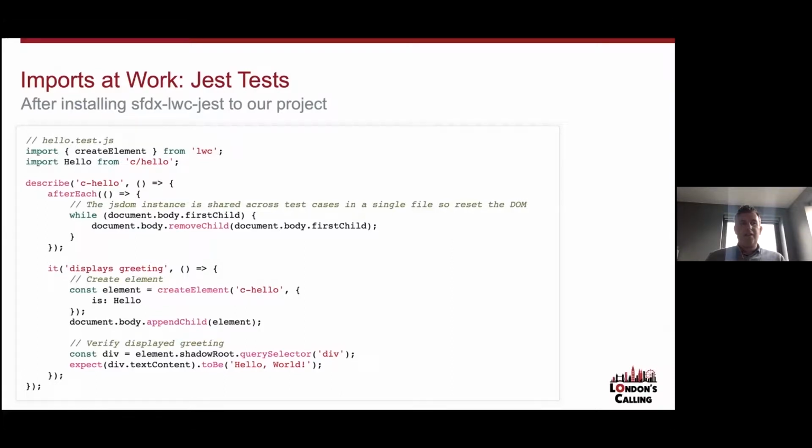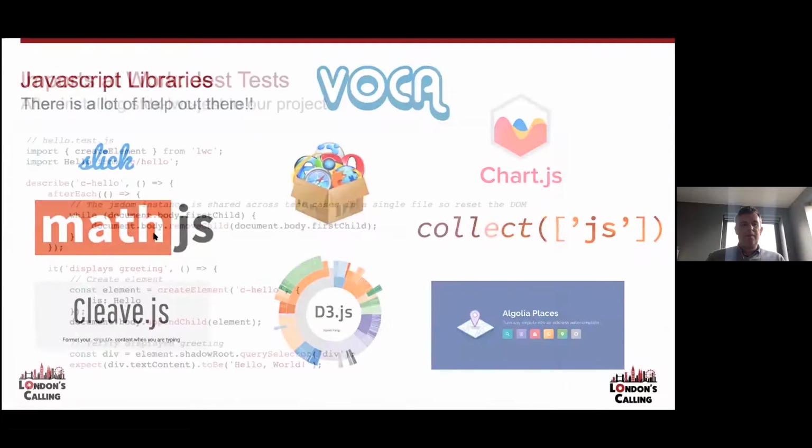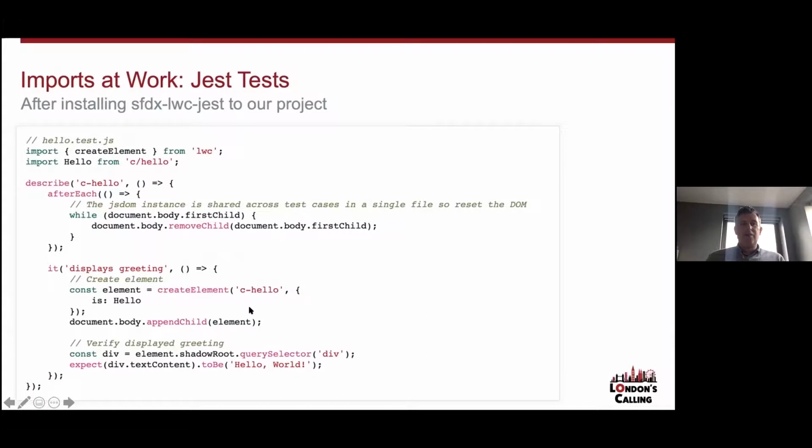And you can see we are doing const element get create element at the bottom. And we're creating c-hello, which is creating the hello component for testing. At the very bottom, we're actually just checking to see what's in that component. So you can see two imports here that are importing createElement from LWC and the hello component.